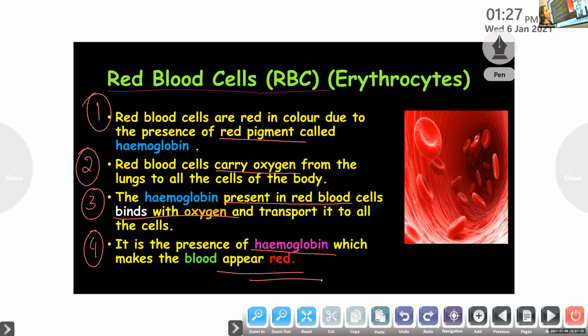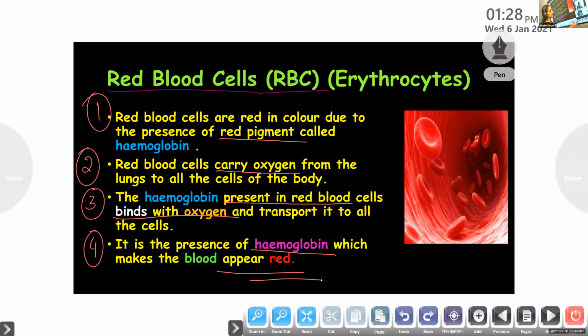Yes, third point. Unmute, Lakshmi. Can you read that third point? It is about the function of hemoglobin. What is the function of hemoglobin? It binds with oxygen and transports it to all parts of the cell. Okay, good. The hemoglobin present in red blood cells binds with oxygen and transports it to all the cells.